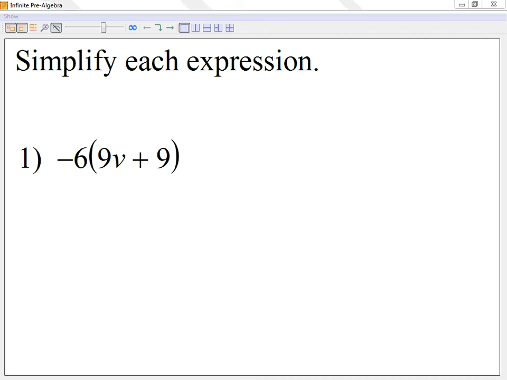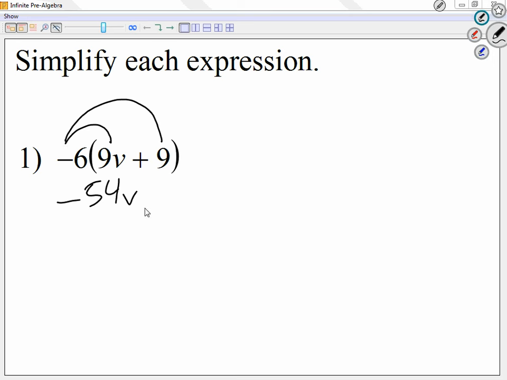Looking at our work for today. We're still looking at distributive property, and I told you guys that the distributive property, you multiply the term outside to the terms on the inside. So we're familiar with this one, with the numbers on the front, multiply the negative 6 to the 9, so I get negative 54v, then multiply the negative 6 to the other 9, and I just get negative 54.